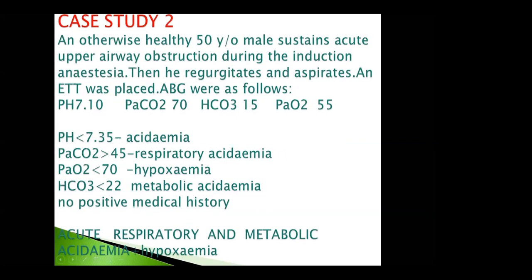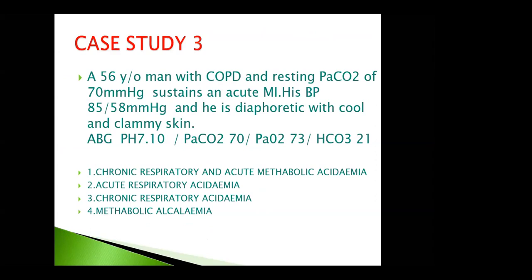Case study number 3. A 56 years old man with COPD and resting PaCO2 of 70 millimeter mercury sustains an acute MI. His blood pressure is 85/58 and he is diaphoretic with cool and clammy skin, with ABG pH 7.1, PCO2 of 70, PaO2 of 73, and bicarb of 21. You can comment on this ABG.